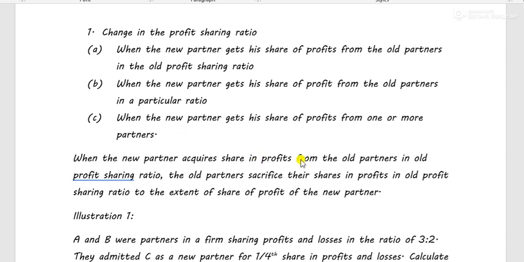When the new partner acquires share from the old partners in the old profit sharing ratio, the old partners sacrifice their shares in profits in the old profit sharing ratio to the extent of the share of profit of the new partner. You understood nothing? I can understand. Let's solve this with the help of an example.